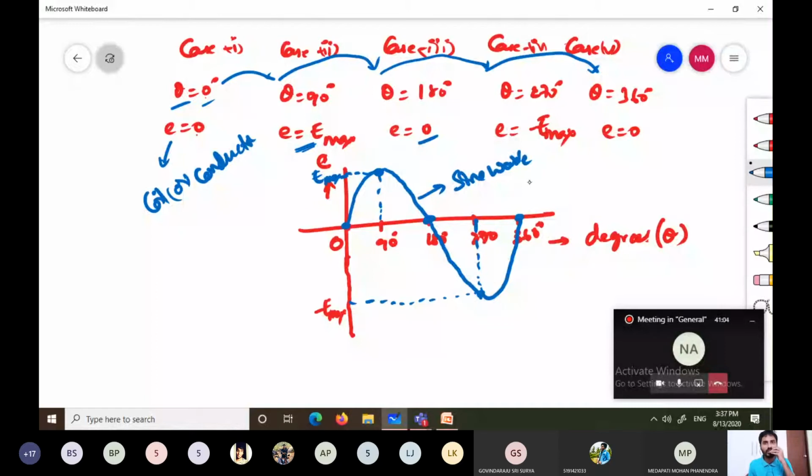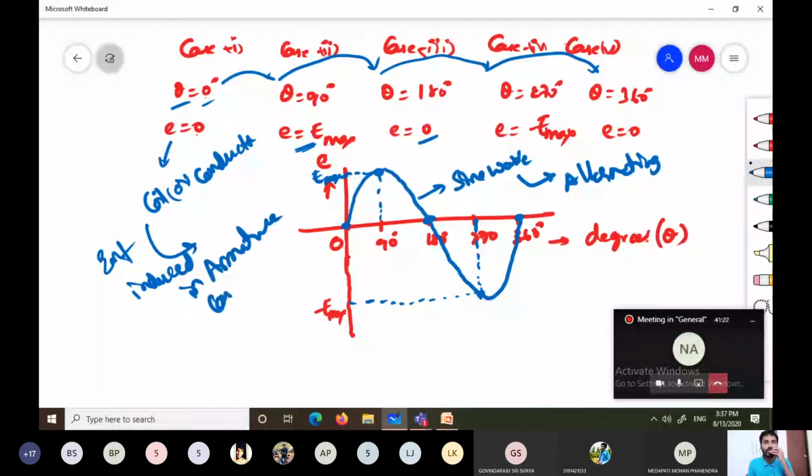It looks like a sine wave, which means it is an alternating quantity. The sine wave is an alternating quantity. That means the EMF induced in an armature conductor is sinusoidal. Sinusoidal means alternating, an alternating EMF. So this is induced in a coil or a conductor.